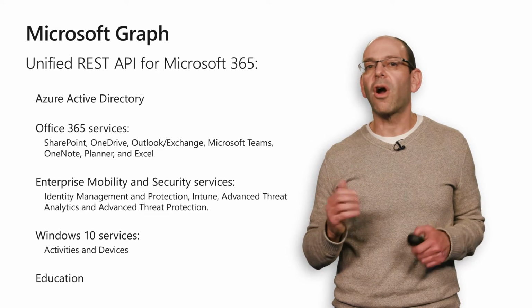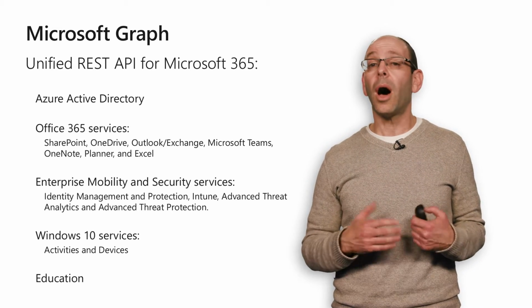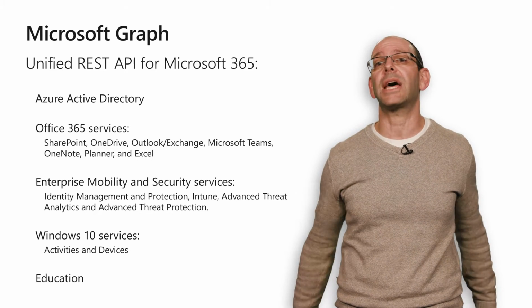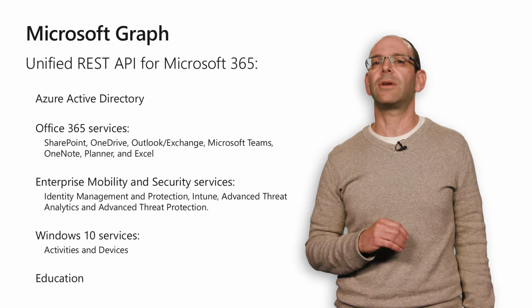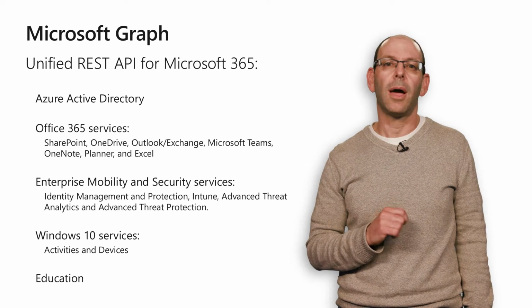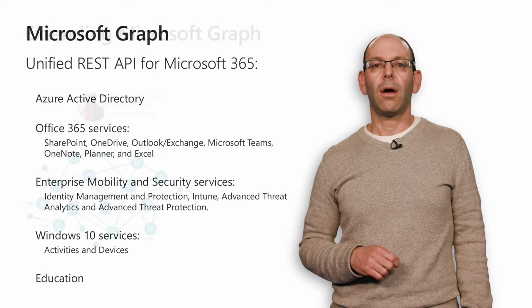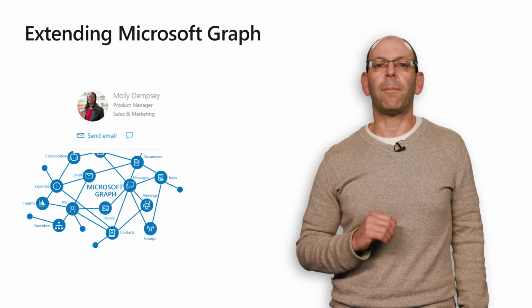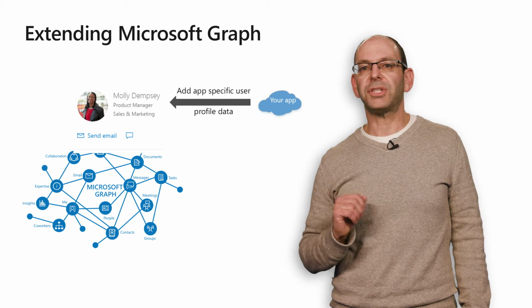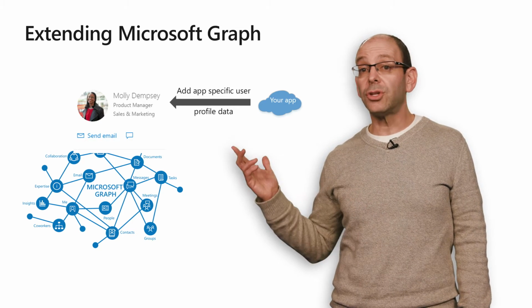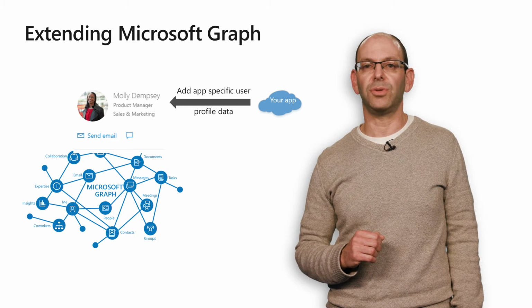So, Microsoft Graph gives you access to tons of data, relationships, and insights. And while we're constantly growing these data sets by adding new Microsoft Cloud services, there are ways for you to extend Graph with your own application data by adding custom properties to existing Graph resources. For example, your app might want to extend a user's profile information. You might decide to keep your app lightweight and store app-specific user profile data in Microsoft Graph by extending the user resource.